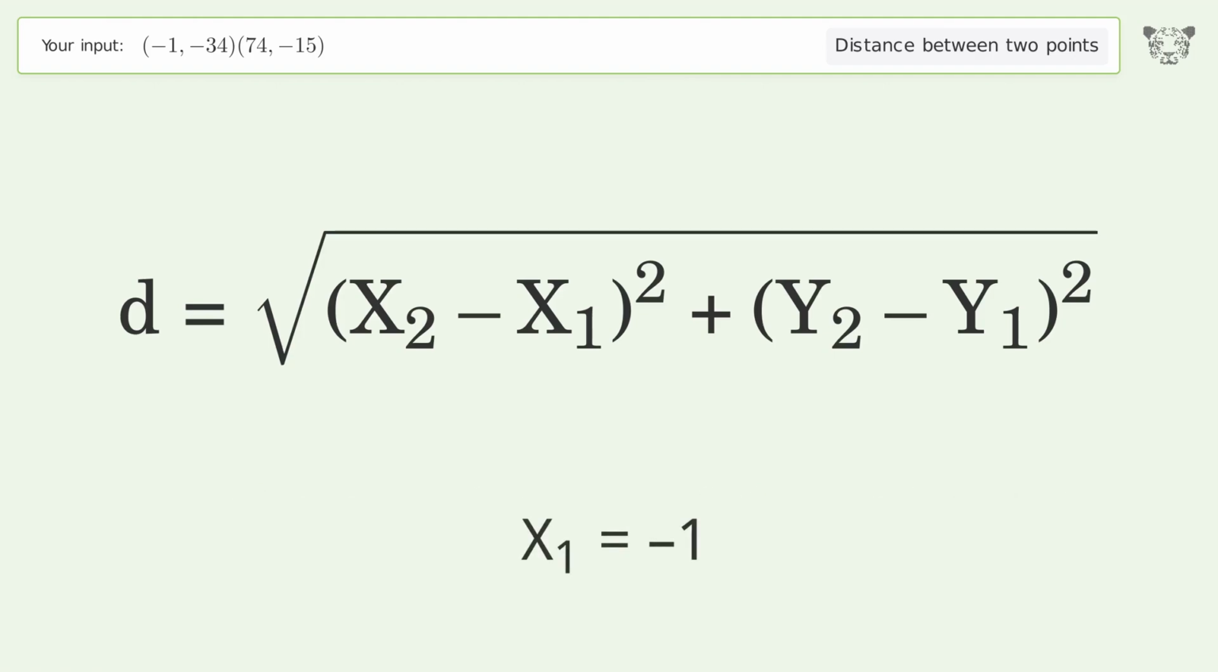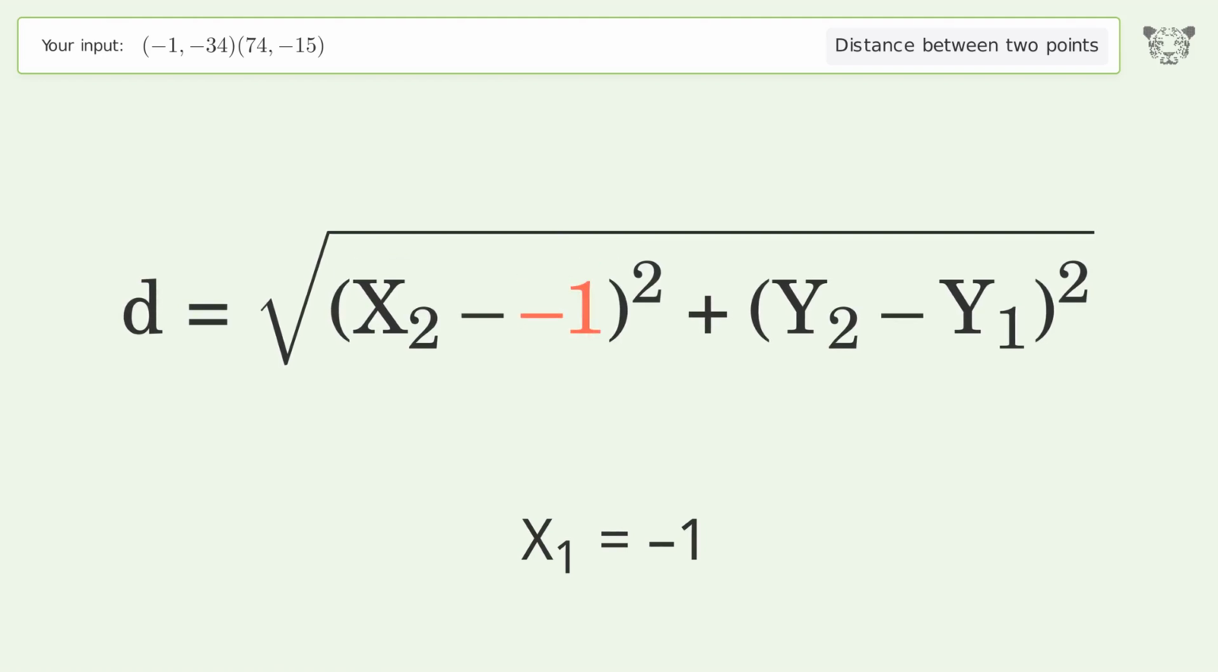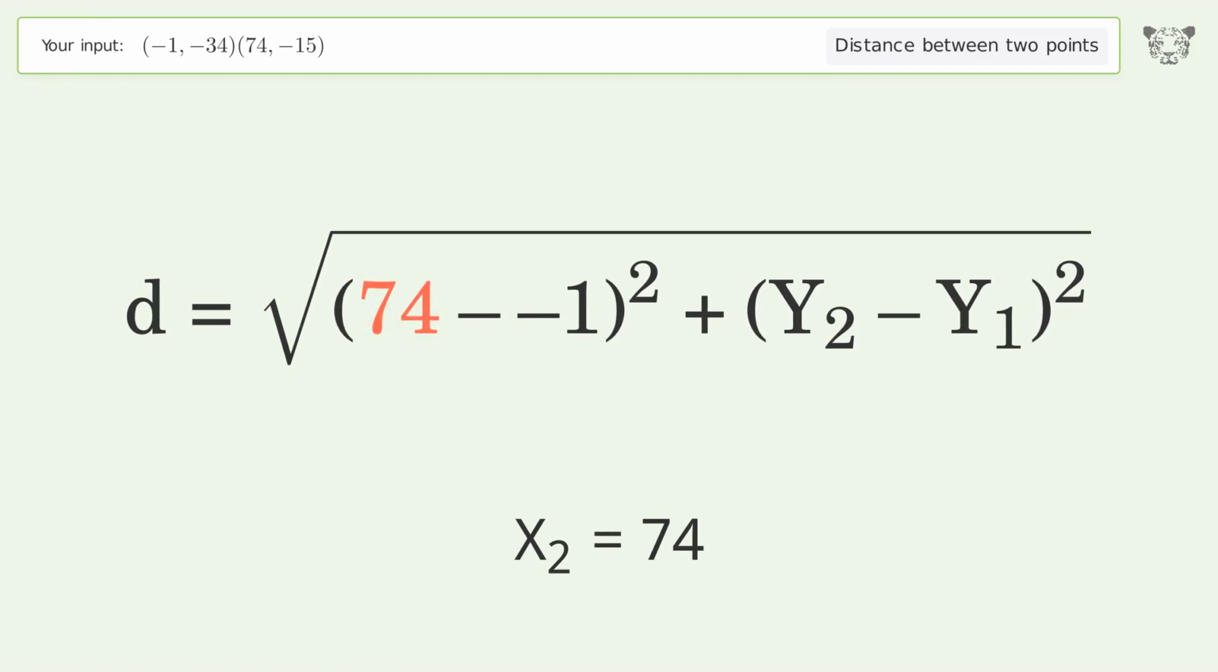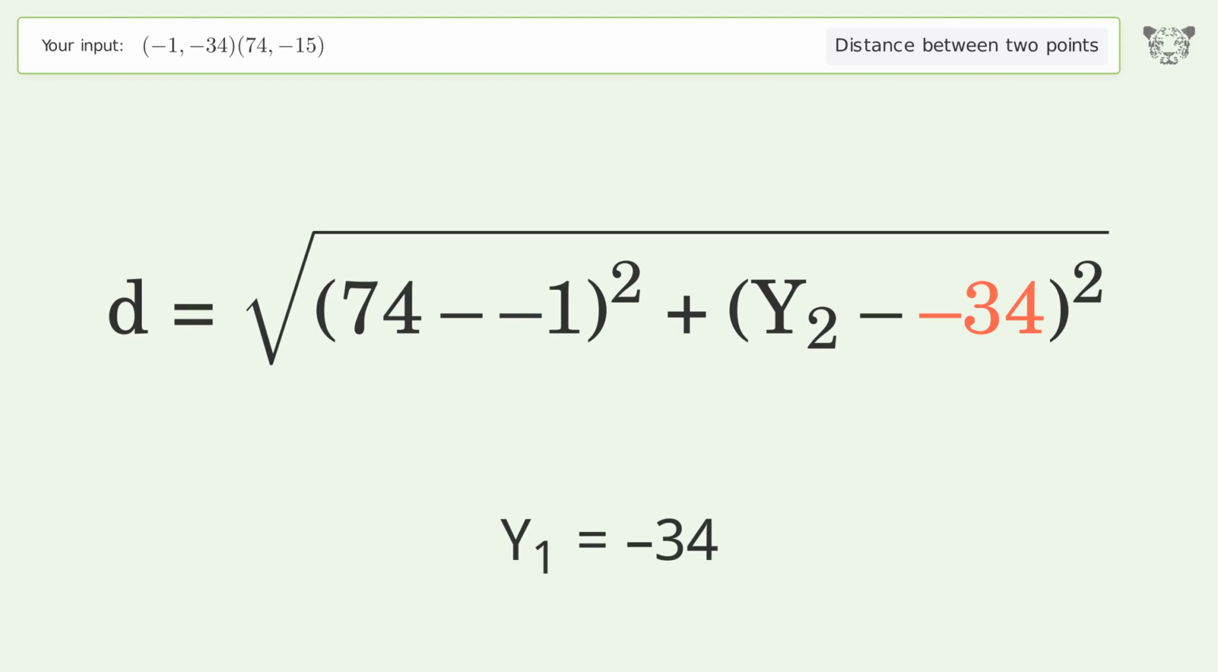x1 equals -1. x2 equals 74. y1 equals -34. y2 equals -15.